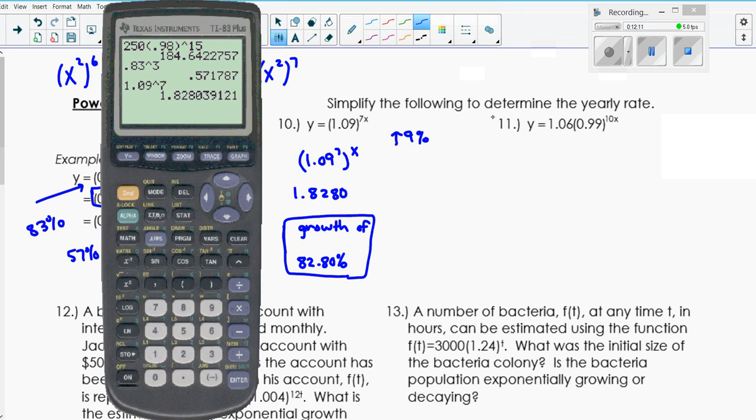So simplify the following to determine the yearly rate. So that would be my yearly rate, a growth of 82.8. So not 9, even though it looked like that. Okay?